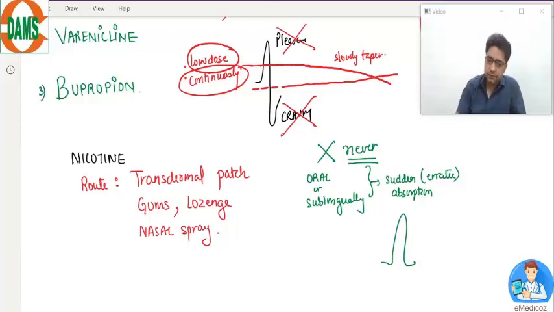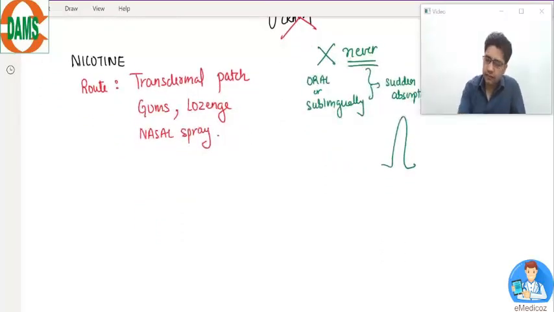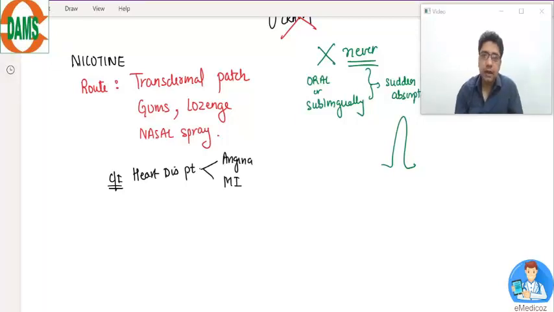Now, what is the side effect of nicotine? Nicotine is contraindicated in heart disease patients, like angina patients and MI patients. MI is myocardial infarction.